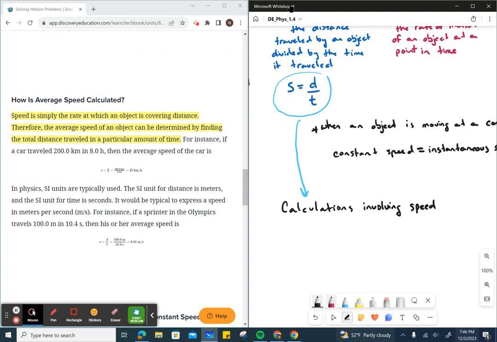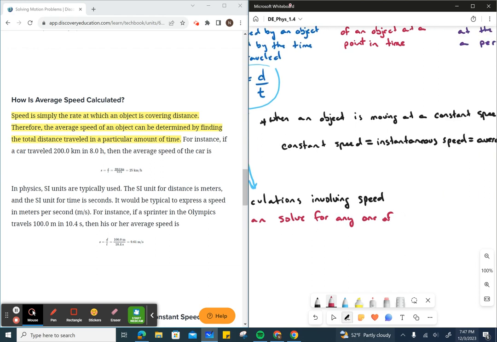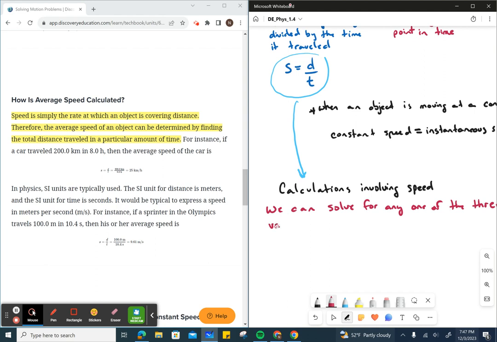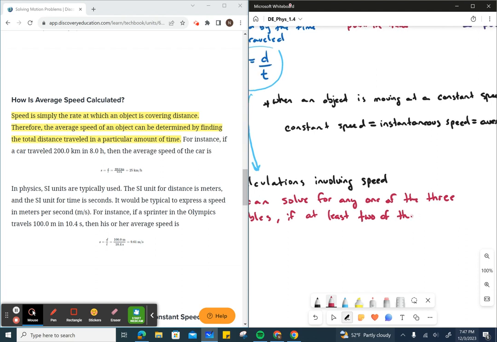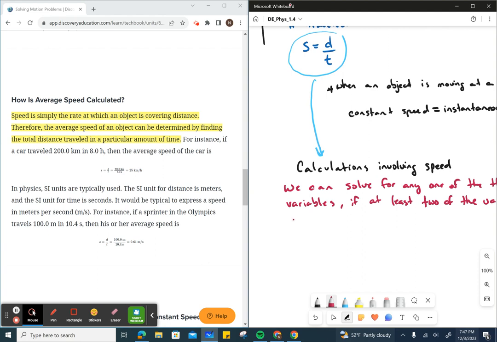Okay, so let's write a little note to ourselves. We can solve for any one of the three variables if at least two of the variables are defined. Defined means that they actually have a value.